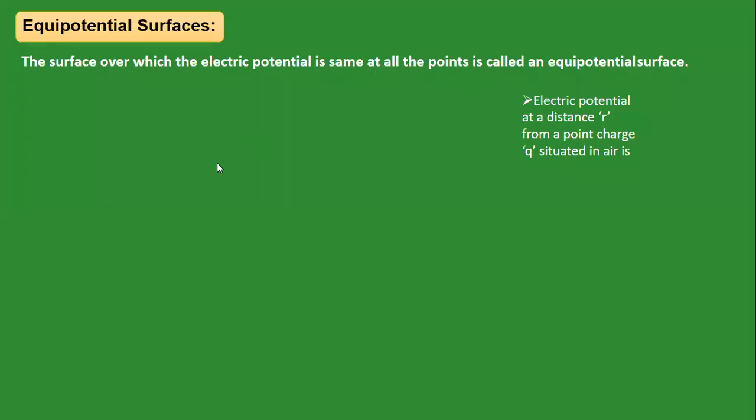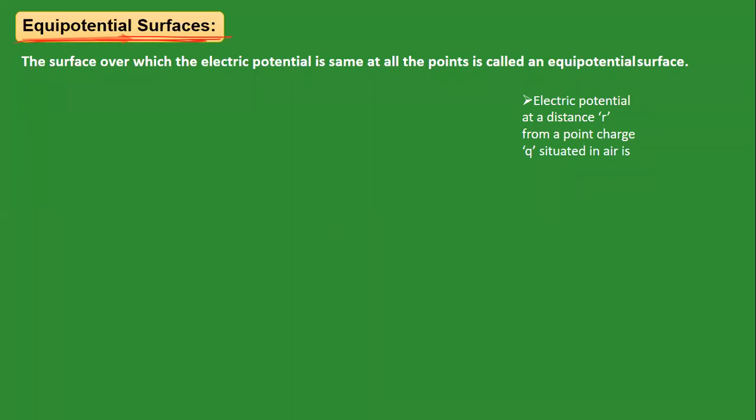Dear student, in today's lecture we have to start equipotential surfaces. The name suggests everything about it. Equipotential means equal potential surfaces. Those surfaces whose potential is equal are called equipotential surfaces.